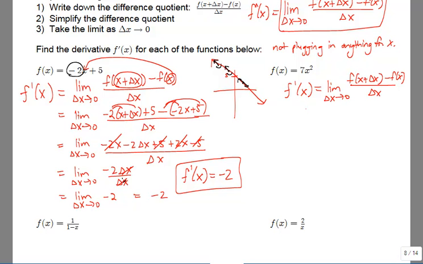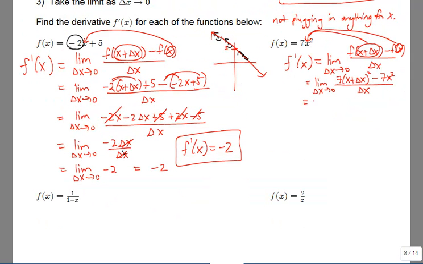And what we're going to do is substitute into our function. So we're going to substitute in x plus delta x right here for that x. So this becomes 7 parentheses x plus delta x squared. Then we're going to subtract from that x plugged in, which would just be 7x squared. Now we have a little bit of algebra to do on that to clean it up. You want to simplify your difference quotient first before you take the limit.